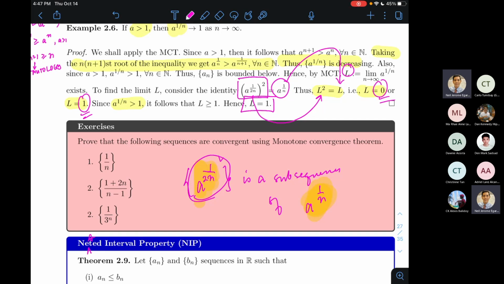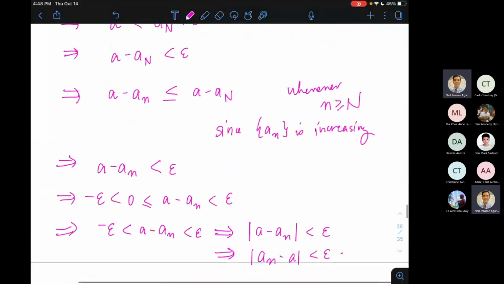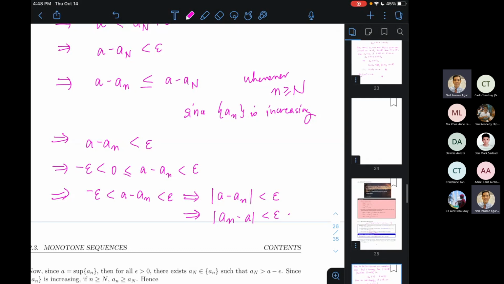Paggamit ng least upper bound ng monotone convergence theorem. Okay, maybe let's look at one more example. Yung medyo homework material. Right, so dagdag lang ako ng page. Okay, tingnan natin dito. Halimbawa, i-consider natin itong sequence na to.